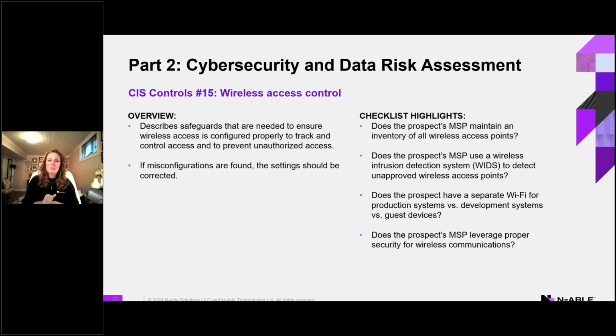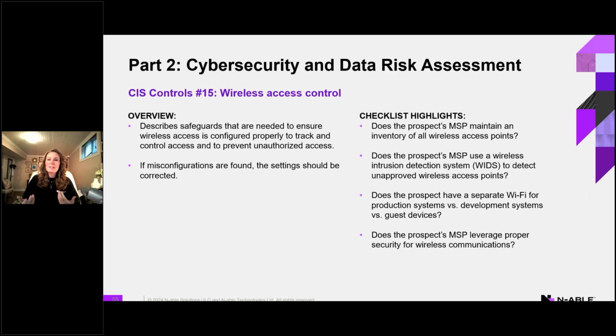Looking at control number 15, wireless access control. There are 10 sections to this particular control, but at a high level, number 15 really describes the safeguards that are needed to ensure that wireless access is configured properly to track and control that access, because we want to prevent unauthorized access. And if misconfigurations are found, obviously those settings need to be corrected. So here we're looking specifically at the security use of wireless tools, the wireless local area networks, the access points, and wireless client systems.